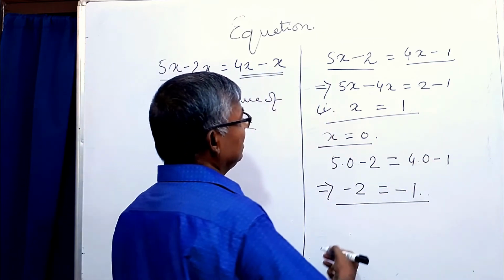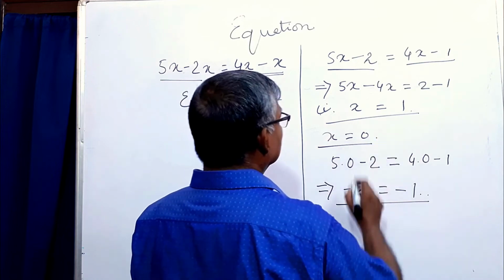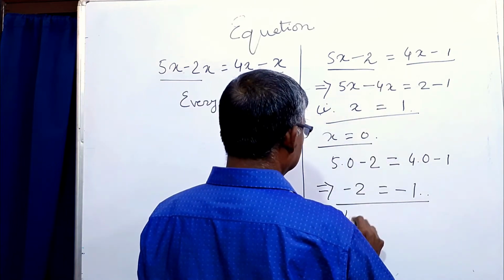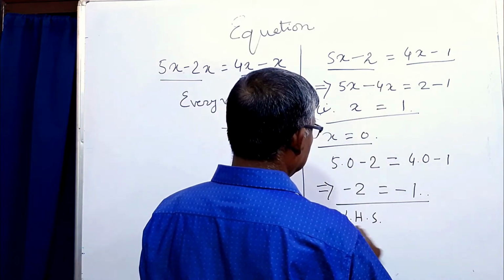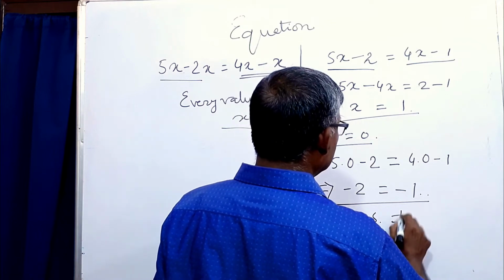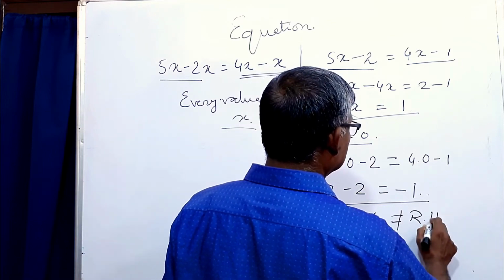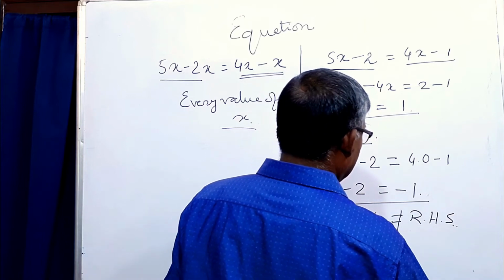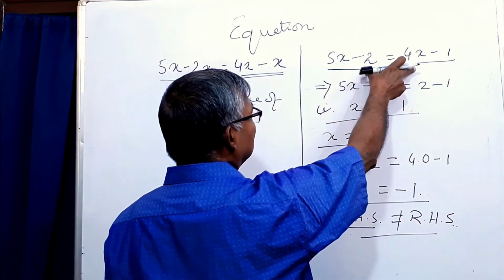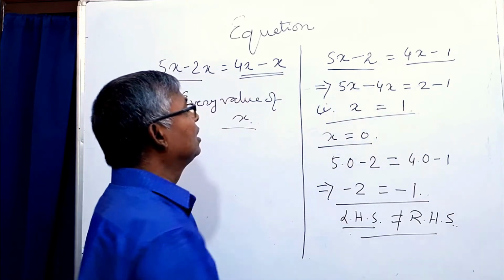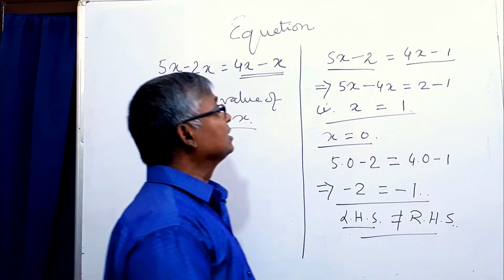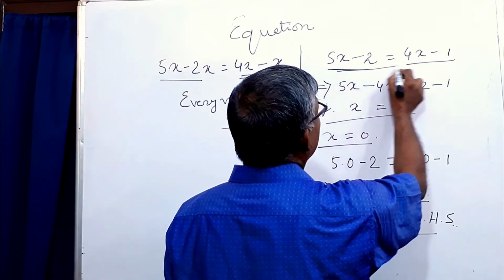So we see the left hand side is not equal to the right hand side. And this relation is true only when x equals 1. For this reason, this relation is called an equation.